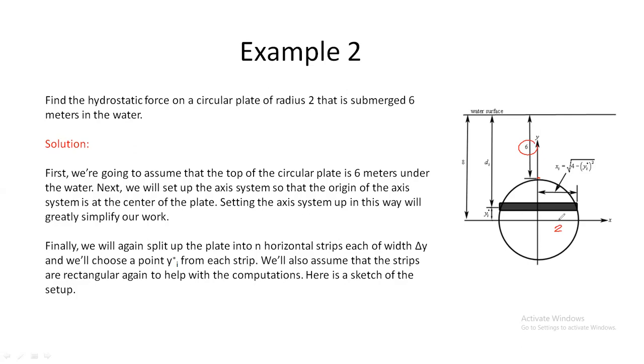So first, we're going to assume that the top of the circular plate is 6 meters under the water. Okay, it's here, 6 meters in the water. So the top portion is 6 meters below the water surface. Next, we will set up the axis system so that the origin of the axis system is at the center of the plate. So this is your X, and this is your Y. Here on the center, you have 0.